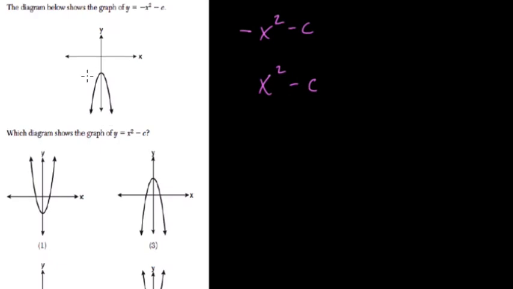Okay, so we're given the graph of negative x squared minus c. And they're asking, what's the graph of x squared minus c? Well, you can play this out with the graph in a calculator, actually entering in c values to see what makes the most sense. But here, what I would think about is that inverting the a value would change the direction.